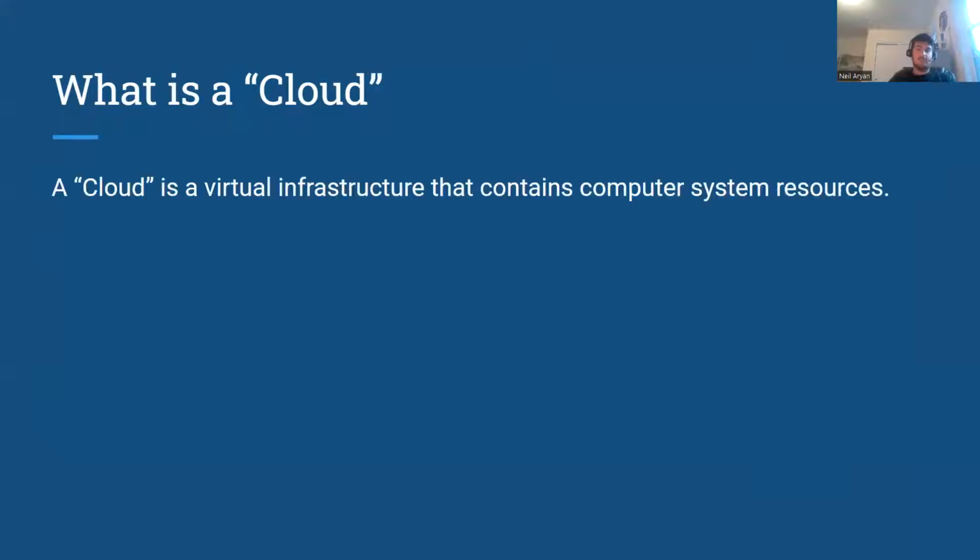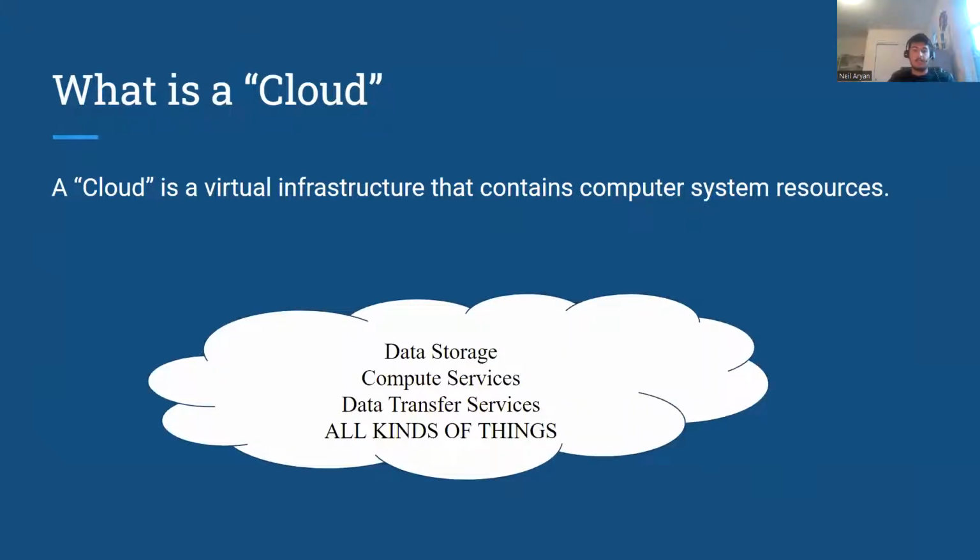A cloud is a virtual infrastructure that contains computer system resources. Now, virtual infrastructure simply means that it's an intangible infrastructure that exists, in this case, pretty much over the internet. Now, these computer system resources that are stored would be in the form of data storage. It could be compute services, or it could be data transfer services. But in reality, the cloud offers all kinds of things. But for the most part, we're going to be focusing specifically on these three regarding what the cloud offers to your business.